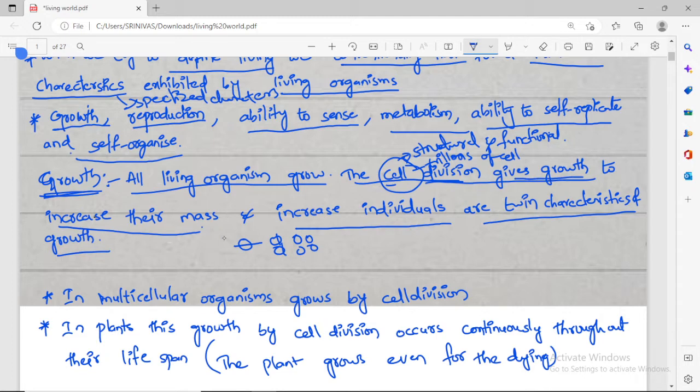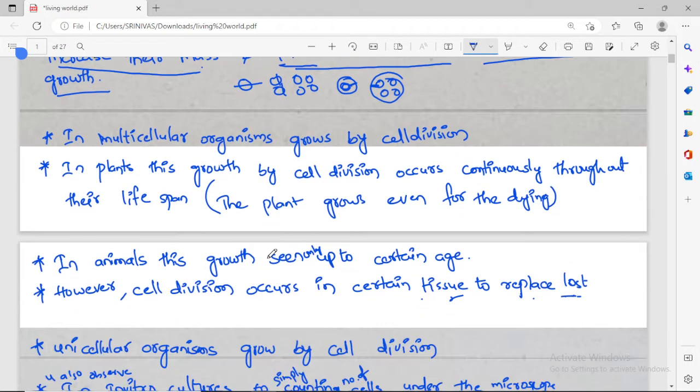Mass increasing means one cell takes a small space and four cells take a larger space. This space increasing means mass increasing. And one cell has a smaller weight and four cells have a larger weight, so weight is also increasing. And the number of individual cells is increasing. Individual means singular cells. Twin means double. These are twin characteristics of growth. This is about growth.